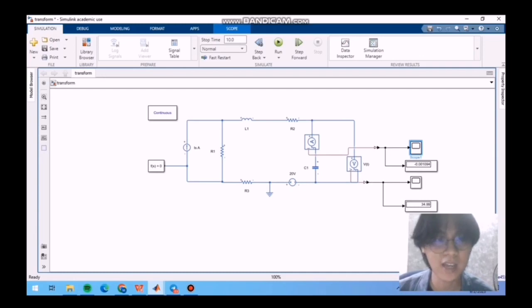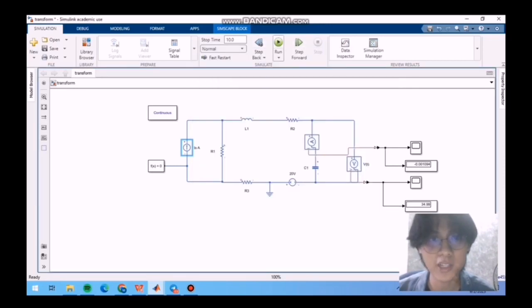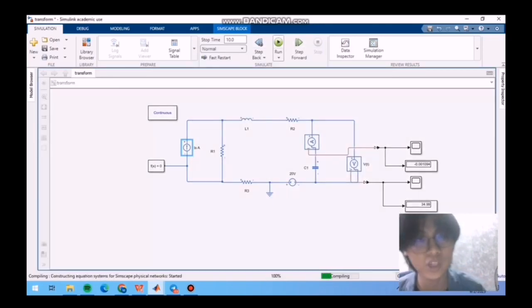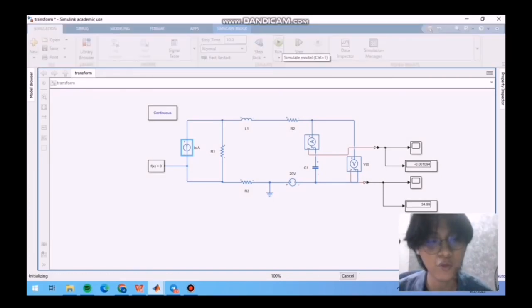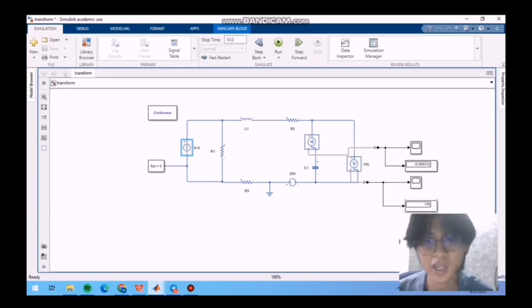Next, for the second part, we need to change the Is to 30. So we need to put 30 here. Next, we need to run it again. So basically we need to always run it if we have major or minor changes in MATLAB to get the different output.